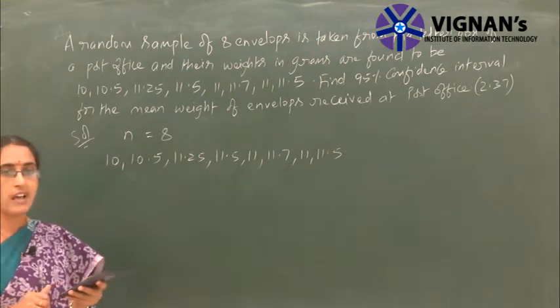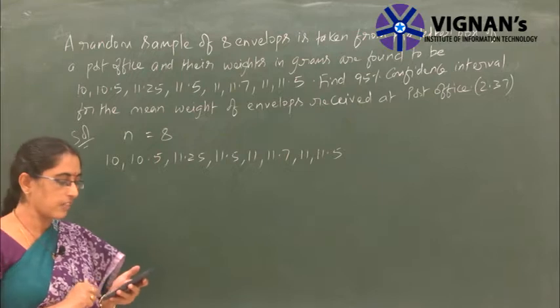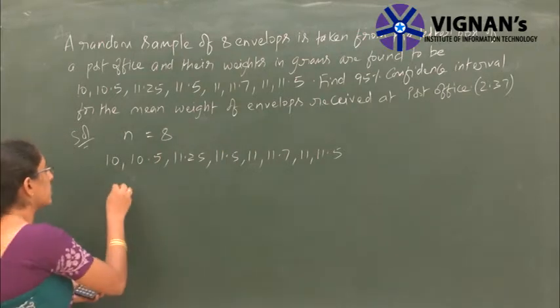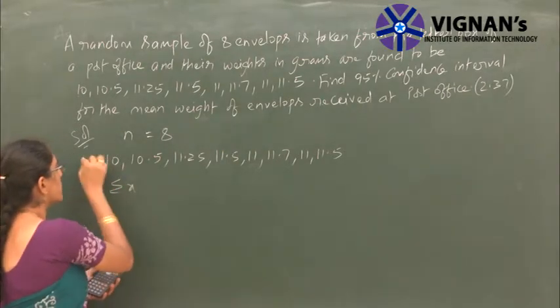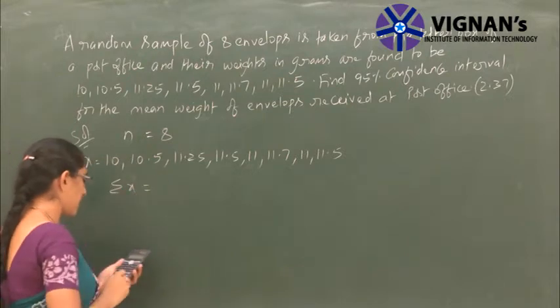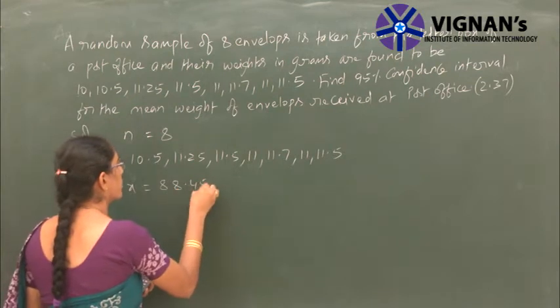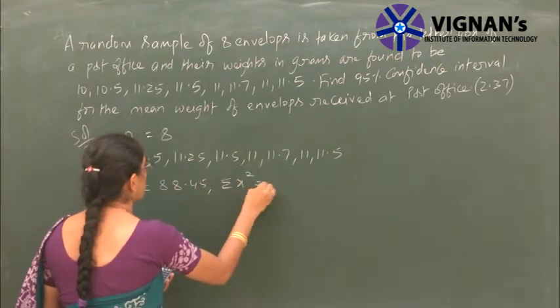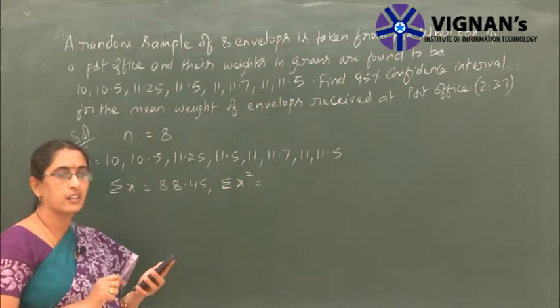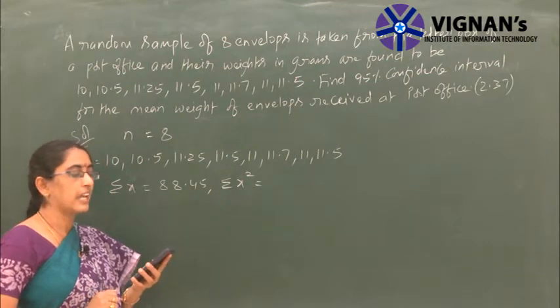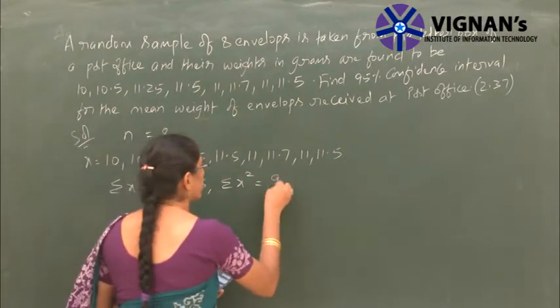Now after storing these values here, we have to use shift 1 and we have to find the summation x here. So let this be x, right? So summation x is here 88.45, and also we need the summation x square. So again press shift 1 and press the option 1. So 980.2025.